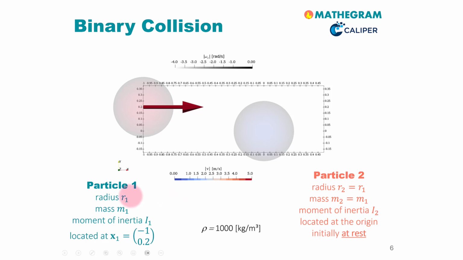Both particles have, of course, a radius r. It's the same for both particles. That's why the mass is also the same. We have chosen this density. We have a moment of inertia that is dependent on the shape of the particles and the distribution of the mass inside the particle. If we assume solid spherical particles, we know that. You can look it up in the nomenclature.